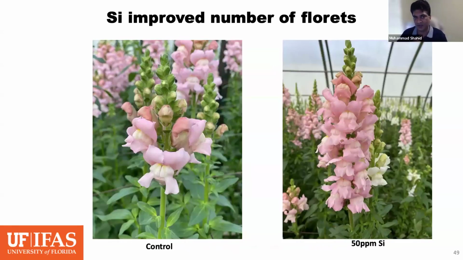This is another thing we have observed: the length of the florets is greater, and all the florets open at the same time versus the control. In the control, they open starting from the base and the rest are still unopened, but in the silicon-treated plants the florets are longer and all open at the same time.